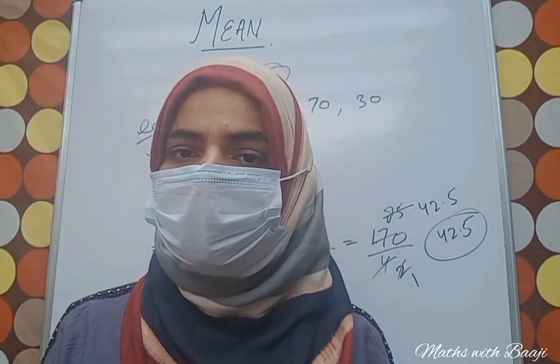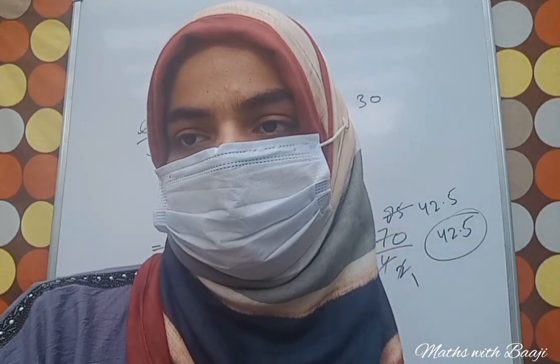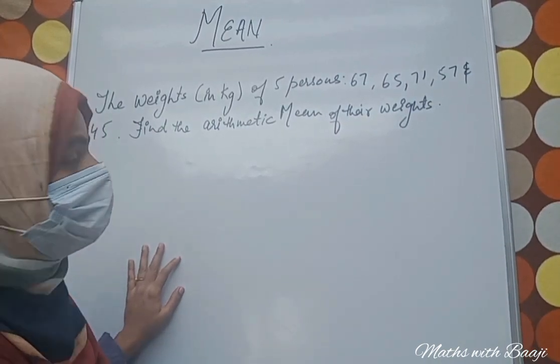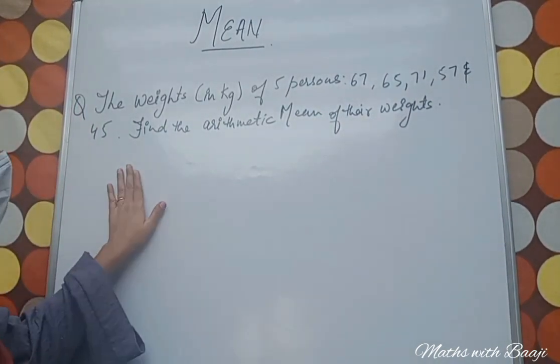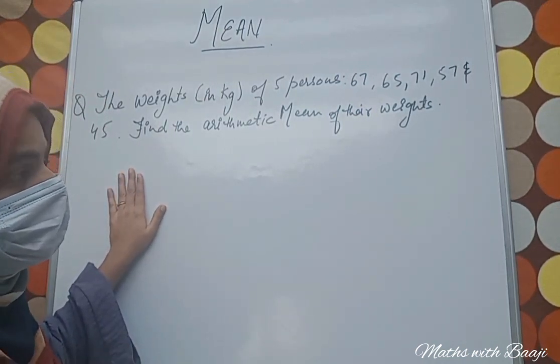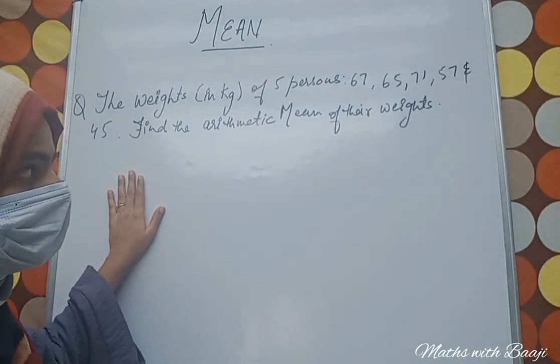Let's have a question based on that, so that you can get a very clear idea. Now here we have one question based on mean. So what does it say? It says the weight in kilogram of 5 so and so. Find the arithmetic mean of their weight.